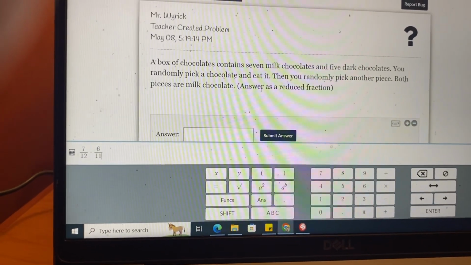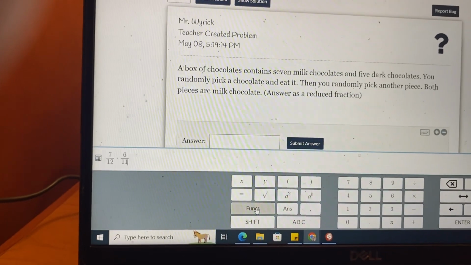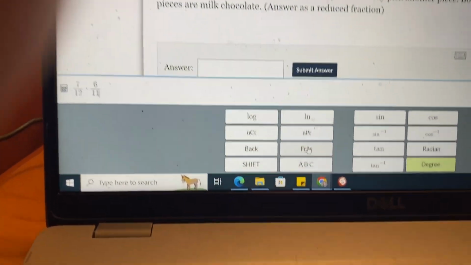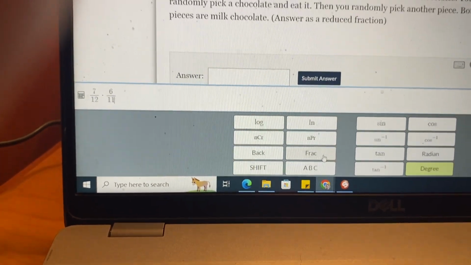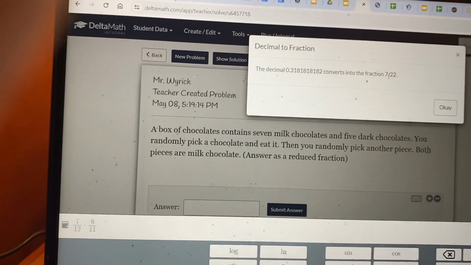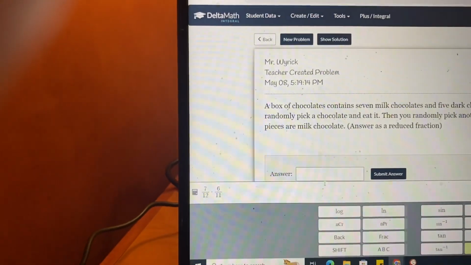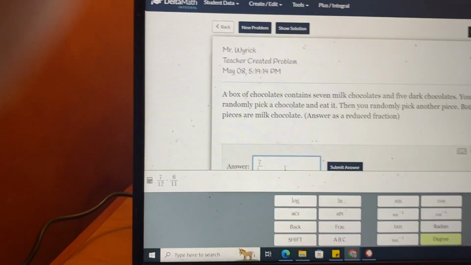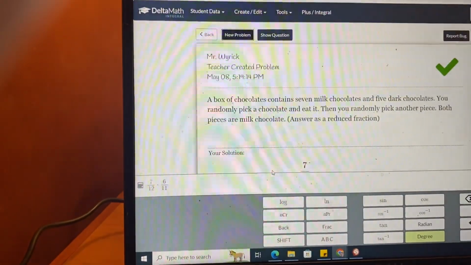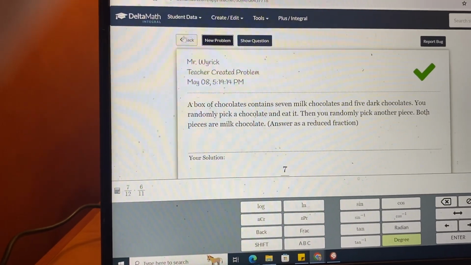It's all decimals. This says answer as reduced fraction. I'm going to hit this functions button and this FRAC right here that my mouse is on. This will convert it back to a fraction. It pops up. 7 out of 22. So that's what I type in here is 7 out of 22. And it says, good job, you got it right.